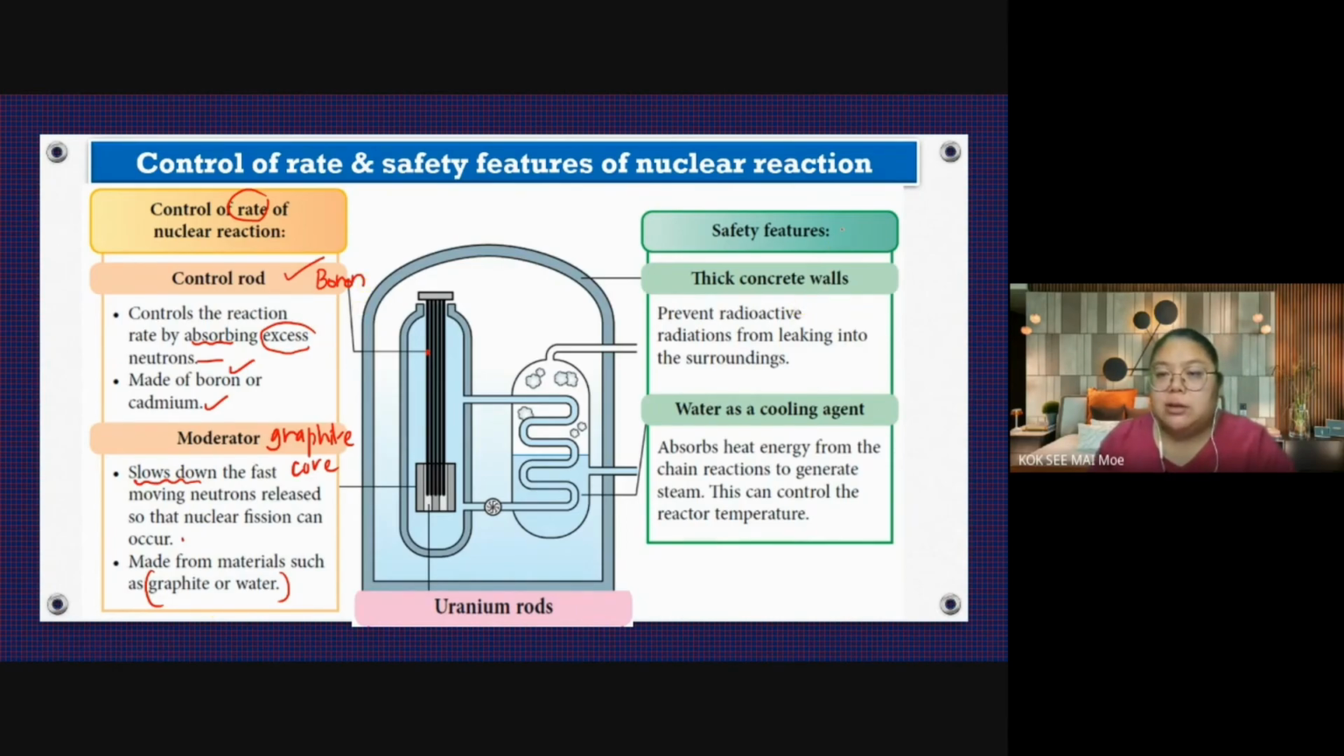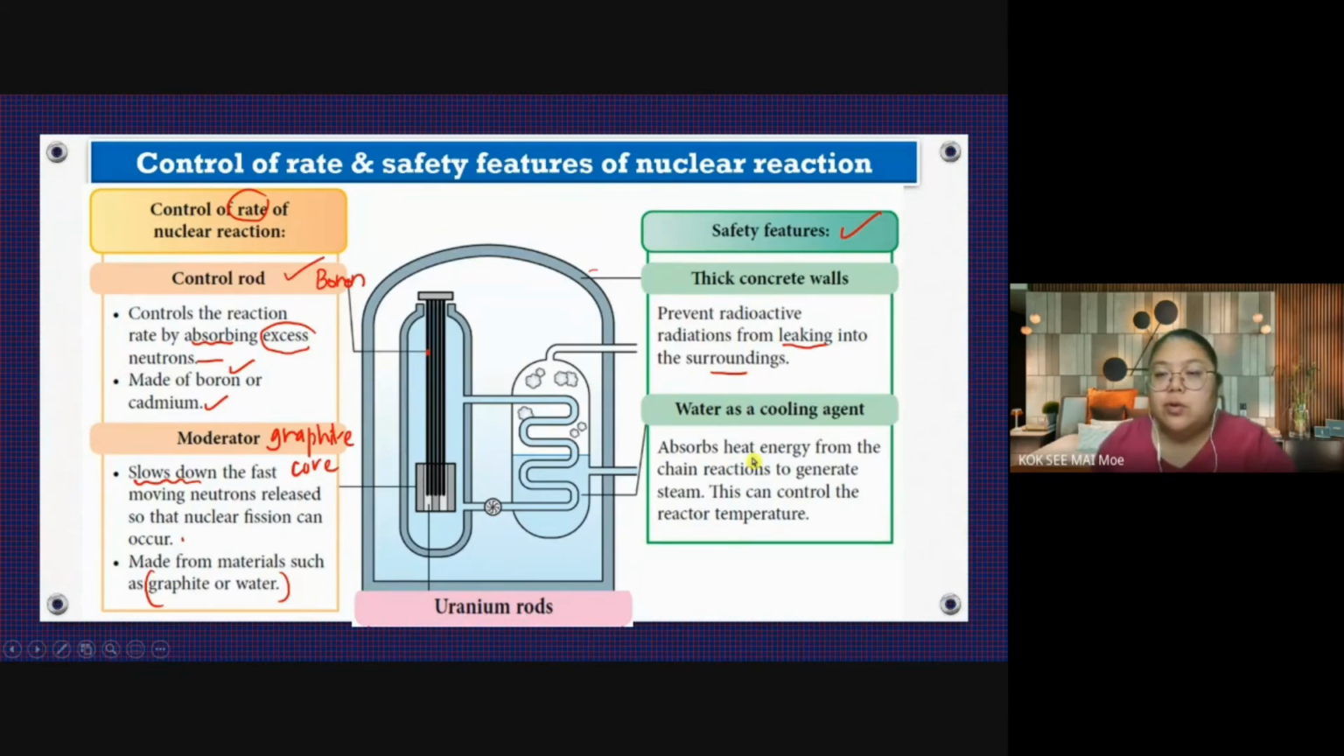Okay, safety. Let's see the safety. We have a thick concrete wall. The wall must be thick. Why? They want to prevent leakage. When they do nuclear fission, they produce so much alpha, beta, gamma radiation. They want to prevent all this radiation from leaking to the surroundings, so they use the thick wall.